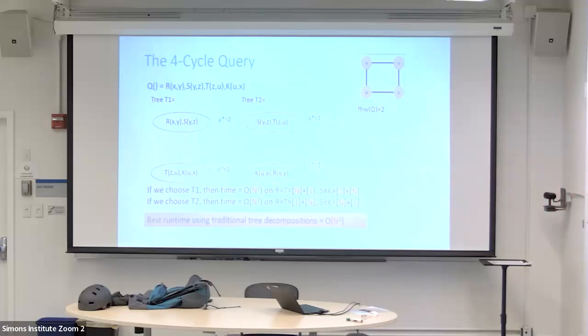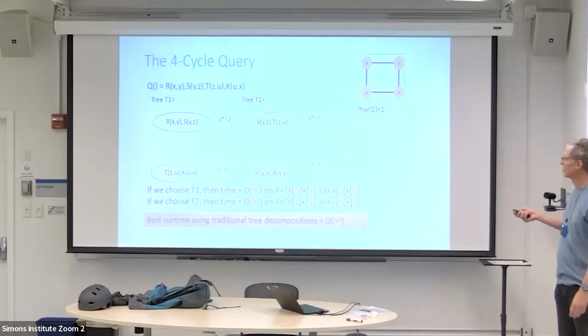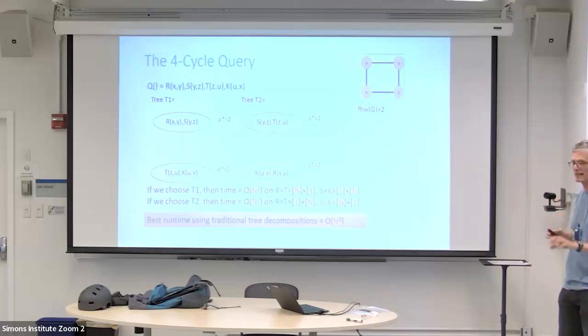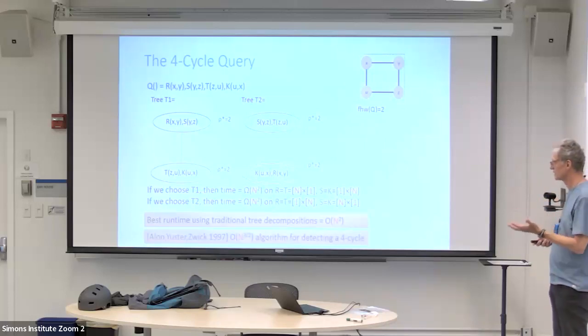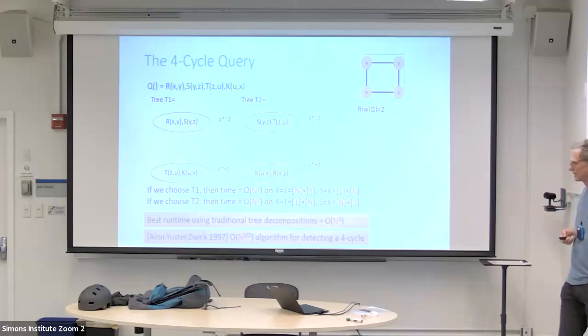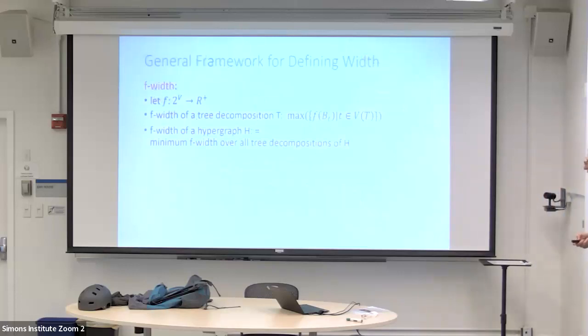What they illustrate is, if we want to ask for the existence of 4-cycles in a graph, then no matter how we try to construct a tree decomposition, we always end up with fractional hypertree width 2. You can't do better than that. But the worst-case optimal join algorithm would actually work in big O of n to the power of 3 over 2.